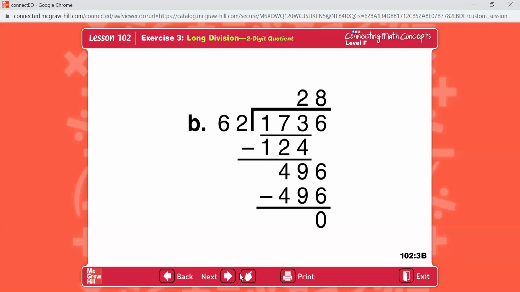Let's check your work. The first division problem you worked is 173 divided by 62. The first digit of the answer is 2. You brought down this 6 to here. The second division problem you worked is 496 divided by, you guessed it, 62. The second digit of the answer is 8. The answer to the whole problem is 28, because 28 times 62 is 496. 496 minus 496 equals 0, so you have no remainder.